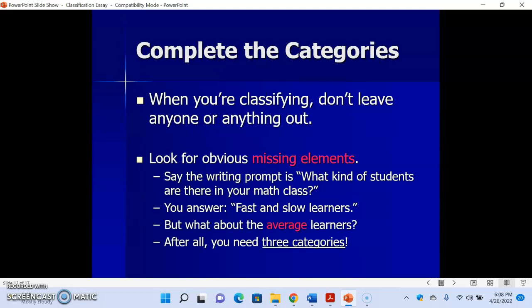Time periods, those are pretty obvious. Now, when you're classifying, do not leave anyone or anything out. Look for obvious missing elements, right? So for example, if you chose to classify a theme in Manhattan Beach, and you believe that this theme pervades through all characters, all the more important characters in a specific chapter, for example, do not leave out any one of those characters, okay?